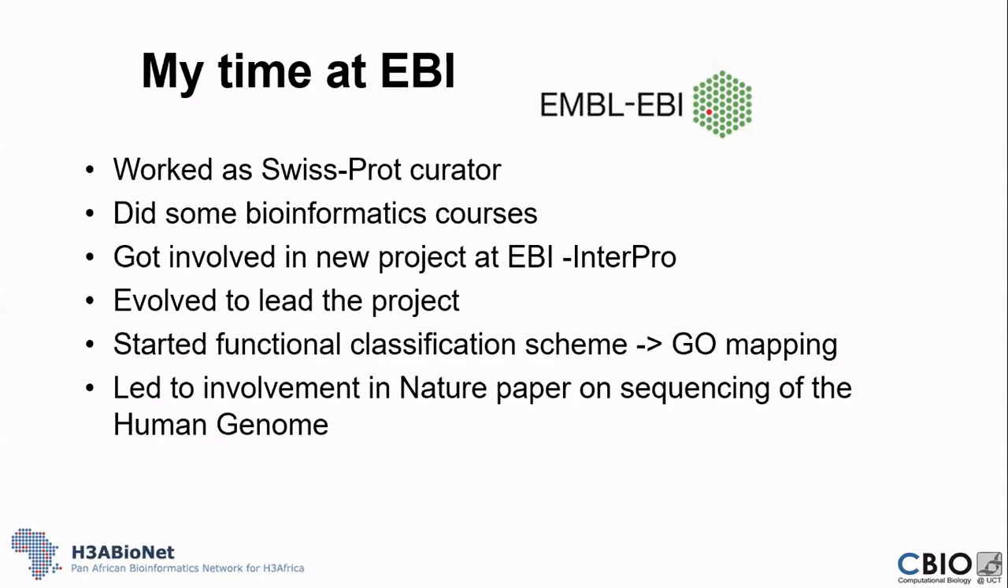Somebody heard about this, and at the time, people at EBI and across the corridor at Sanger were involved in this sequencing of the human genome. And they needed a functional classification of this human genome sequence, this new sequence. So I got involved and I applied my functional classification scheme to this and created some of the figures for the Nature paper on this human genome.